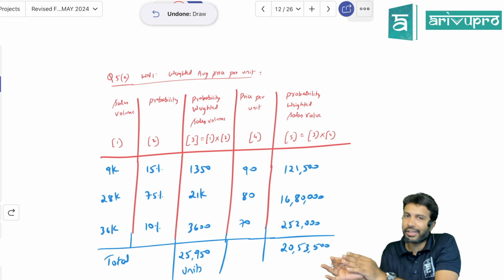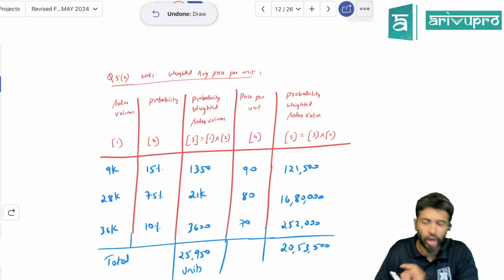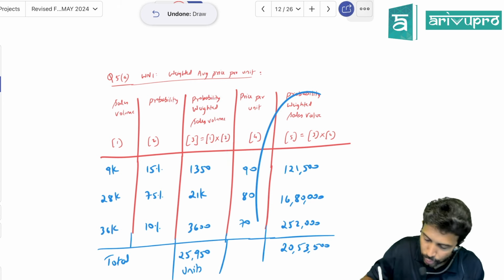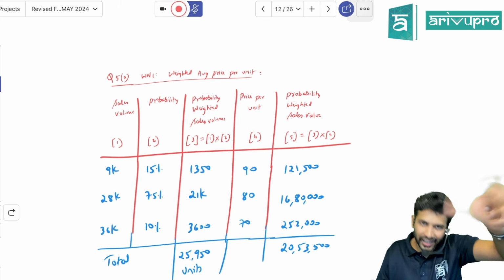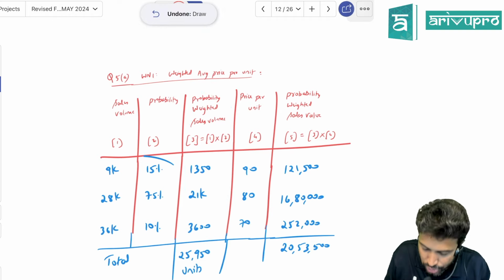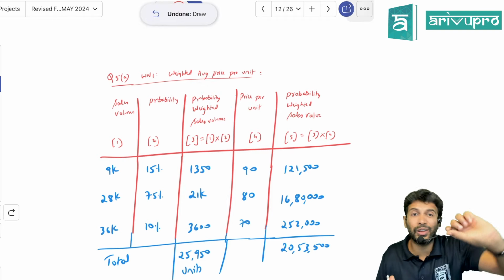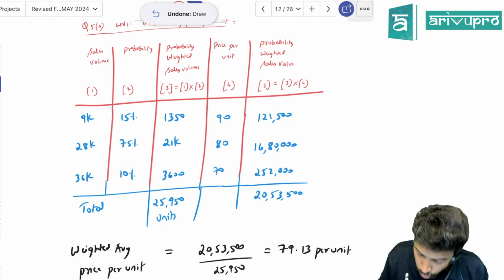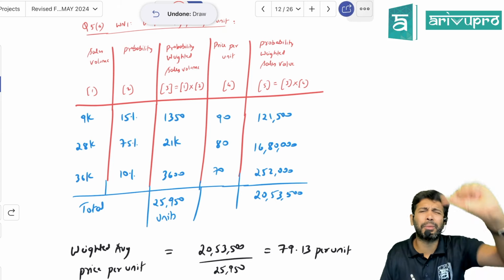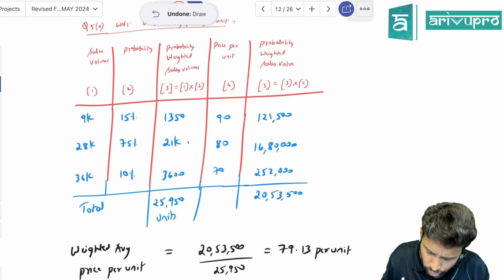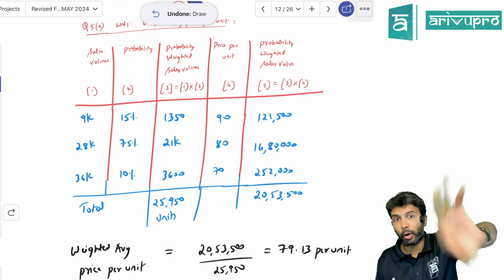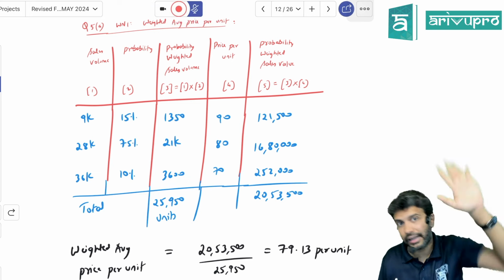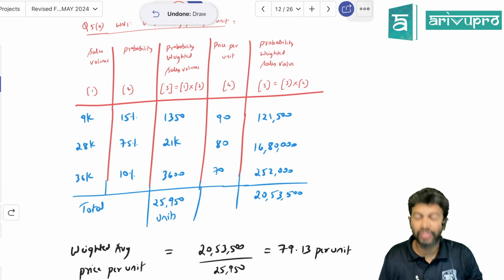Here, how the probabilities are considered is, we use the probability not just to find out sale volume, we use probability to find out sale value also. So first you multiply these two, and you get the probability weighted sales volume. It's simply taking the units and multiplying by the selling price. So add these two, and the total probability weighted sale units is 25,950.